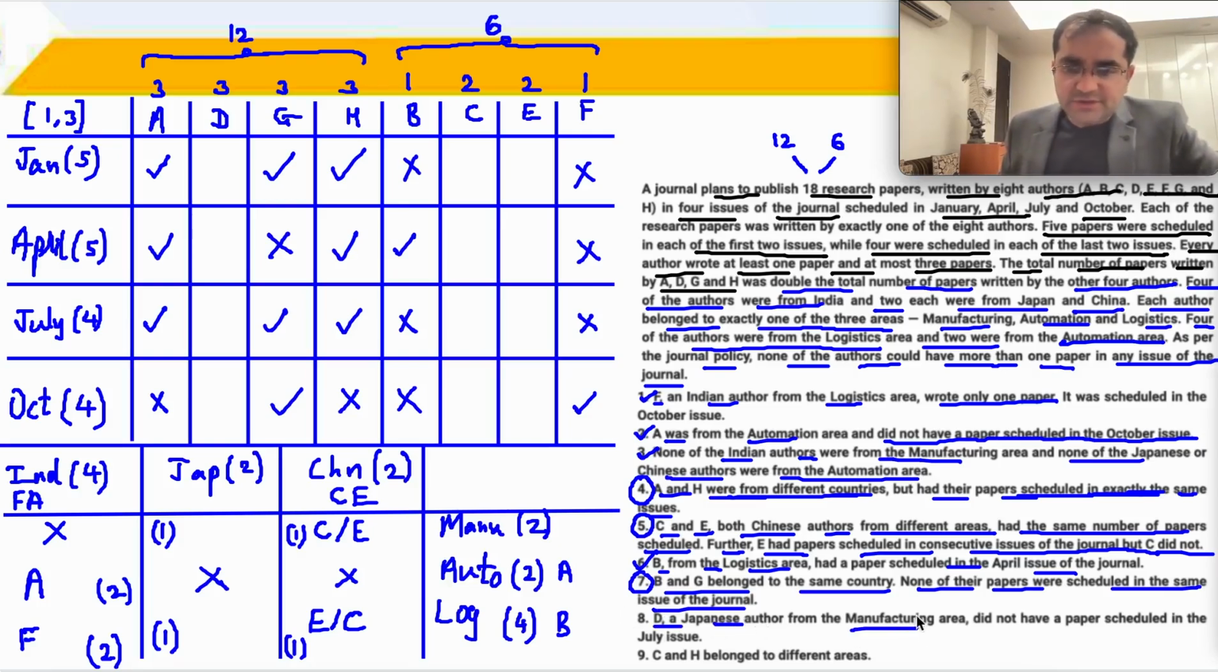D is a Japanese author from manufacturing and did not have a paper in July. D is not in July, which means D fits in the rest.